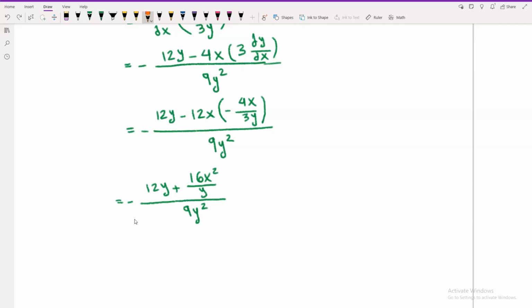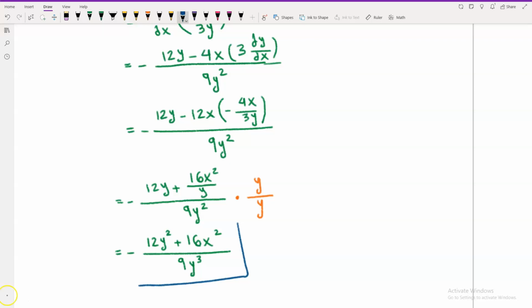Now I'm going to multiply both numerator and denominator by y. So this is equal to negative 12y squared plus 16x squared divided by 9y cubed. So here is our final answer for second derivative.